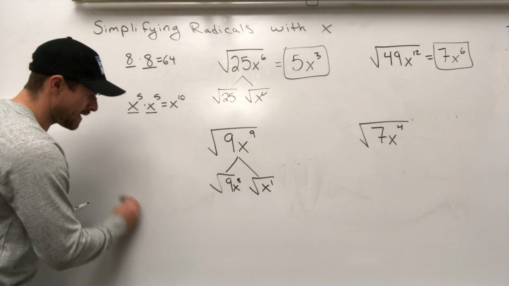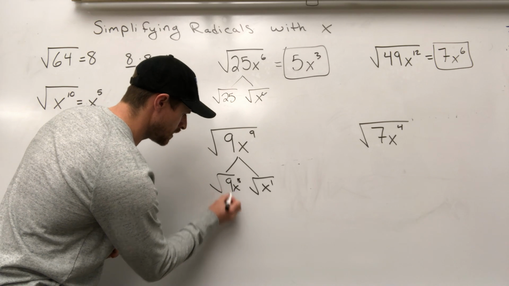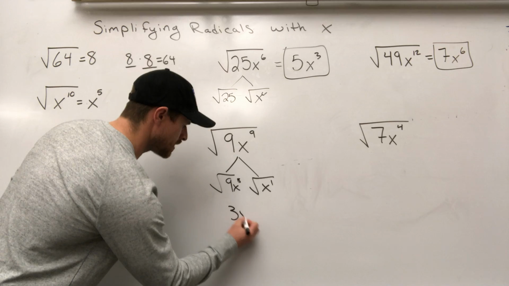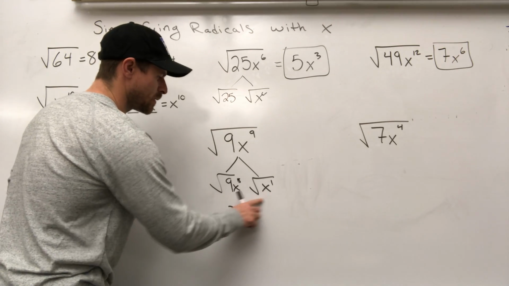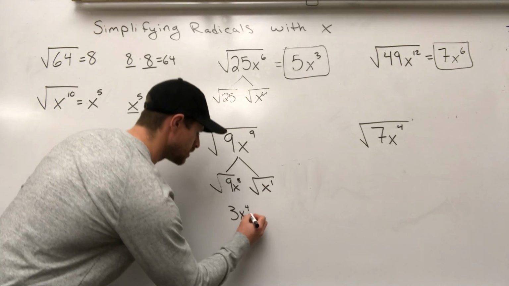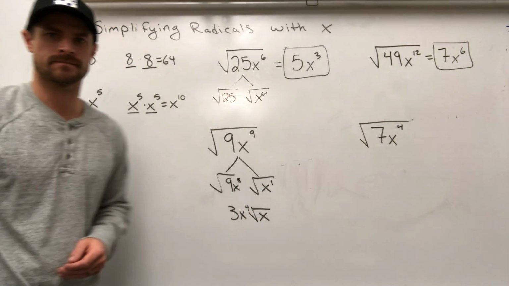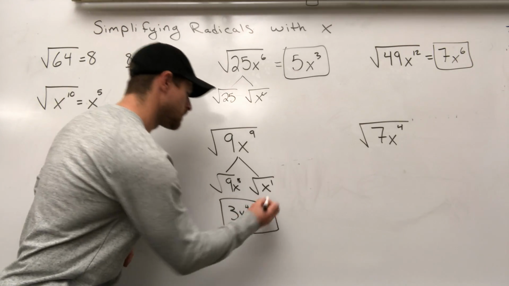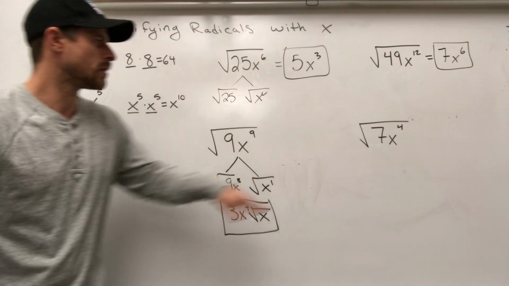Therefore, my square rootable section is going to turn out to be square root of 9 is 3, square root of x to the 8th power is x to the 4th power, and then I cannot square root x, so we're just going to keep it as root x. And there's your answer right there. Put a box around it, show it off to your teacher, they're going to give you a thumbs up, moving on. Go to this problem right over here.